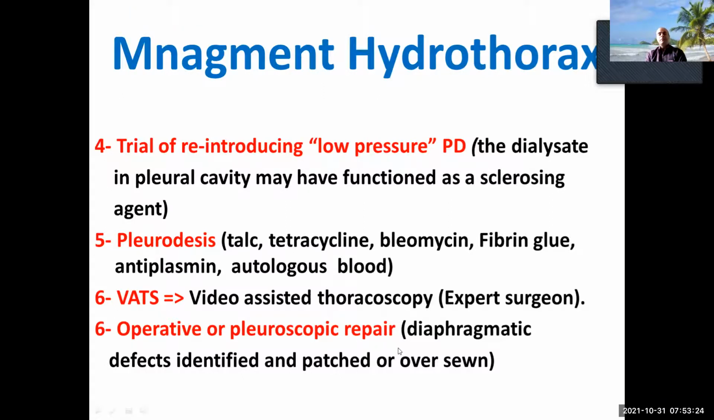The second management is pleurodesis, done using video-assisted thoracoscopy with an expert thoracic or general surgeon. Pleurodesis is most commonly done now using talc. Others used in the past include tetracycline, bleomycin, fibrin glue, antiplasmin, and autologous blood. All of these are used to plug the hole in the diaphragm, but the most common is talc. Video-assisted thoracoscopy with an expert surgeon gets more than 50% success in resuming the patient on PD.